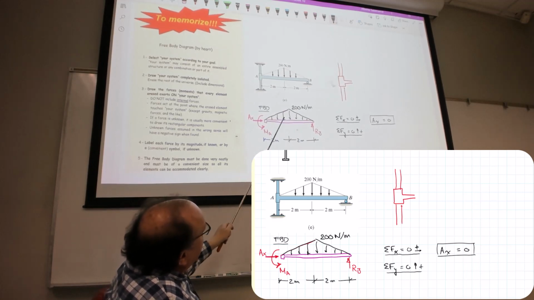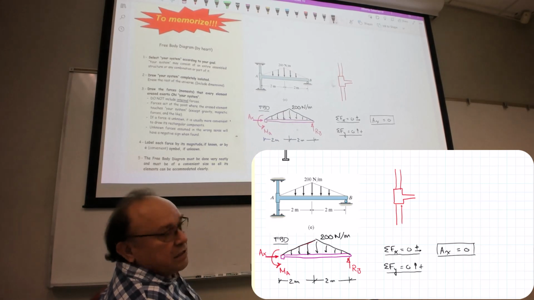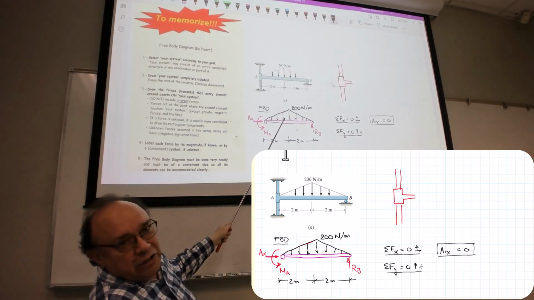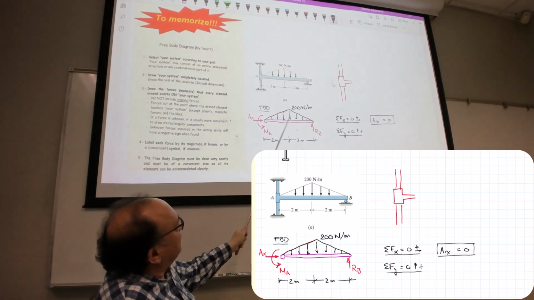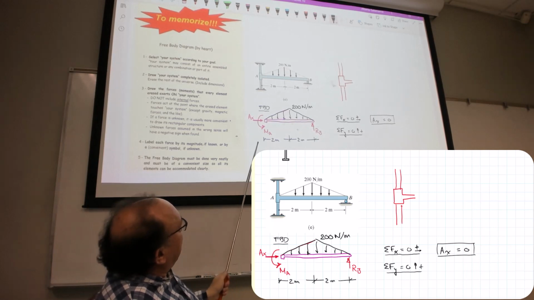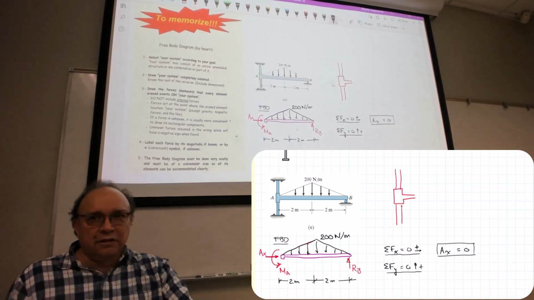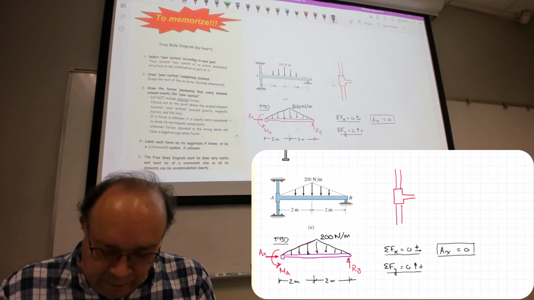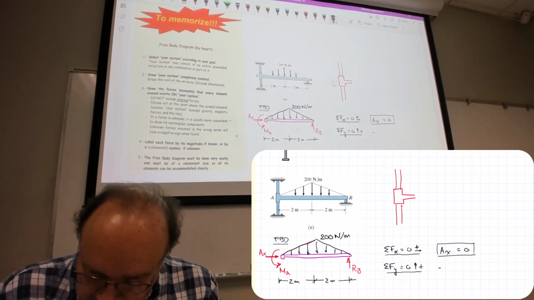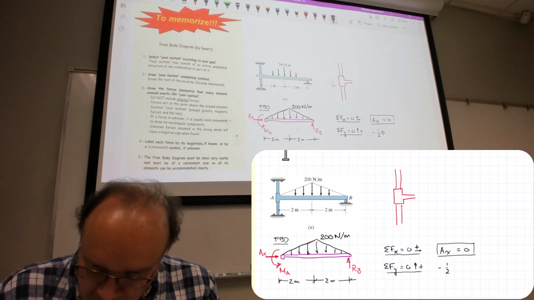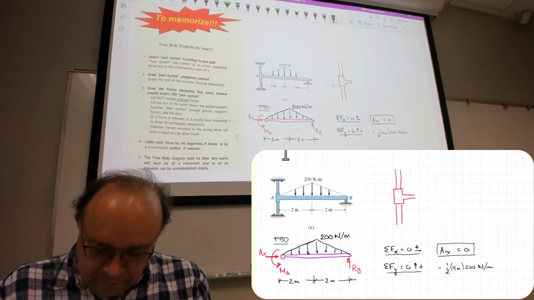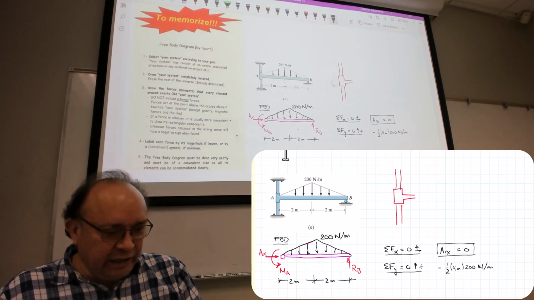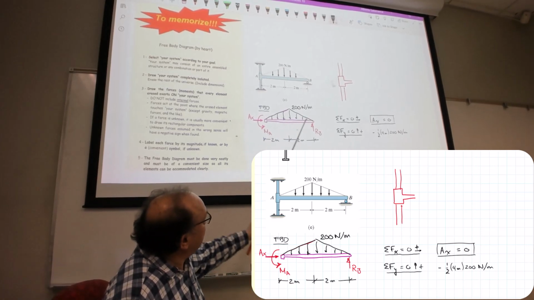When we have triangles, we just know very easily the area of the triangle. We don't need to do integrals here because everybody knows the area of the triangle. So what is the area of this triangle? 1/2 of 4 times 200, right? And that force will be going down, so it will be negative: minus 1/2 of 4 meters times 200 newtons per meter, right? That is the magnitude of this load that we are going to put.